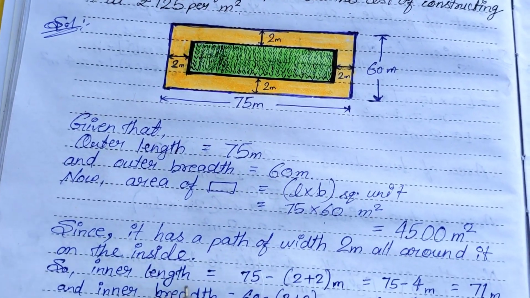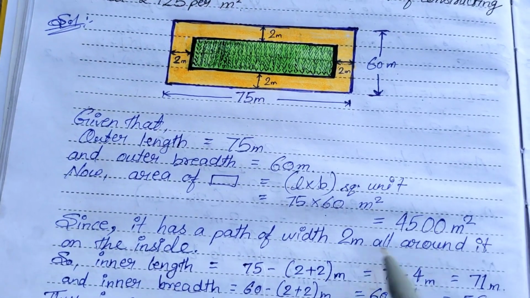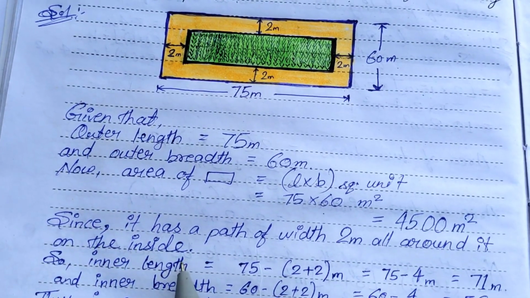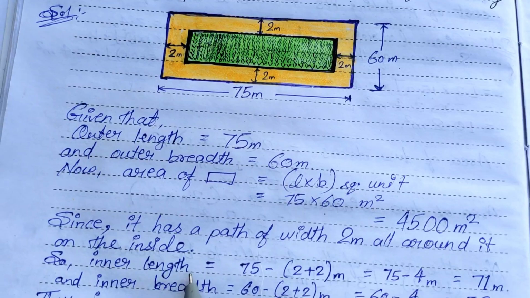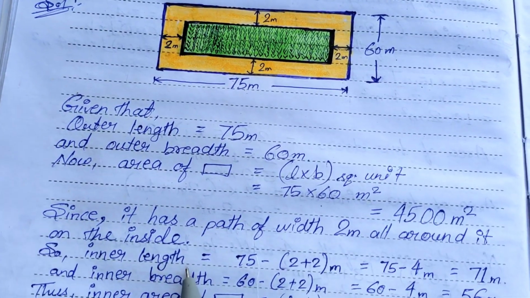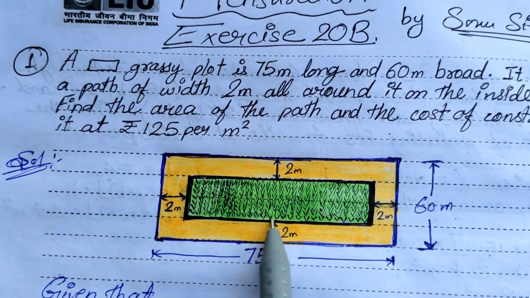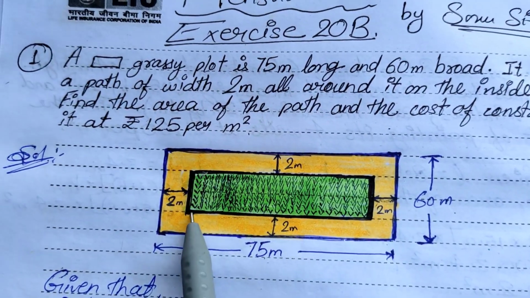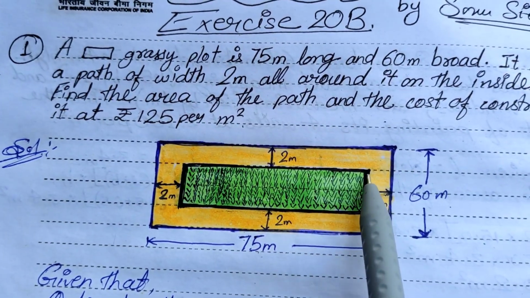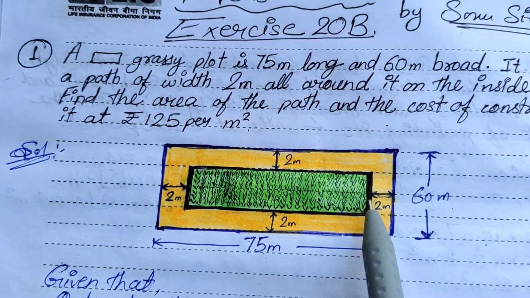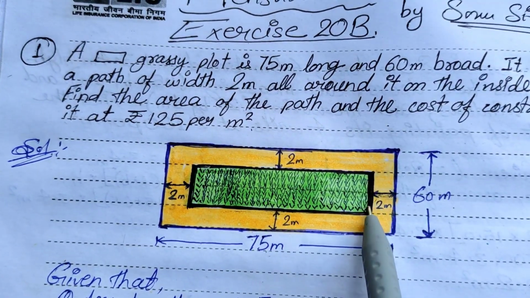Since it has a path of width 2 meter all around it on the inside, the 2 meter path is inside, so we have to find the length of this grassy plot and also the breadth of the grassy plot, or say inner length and inner breadth.